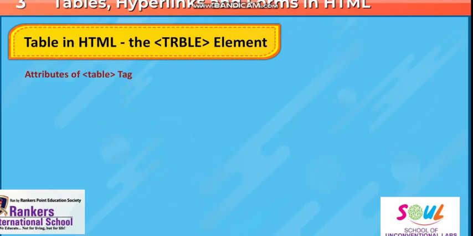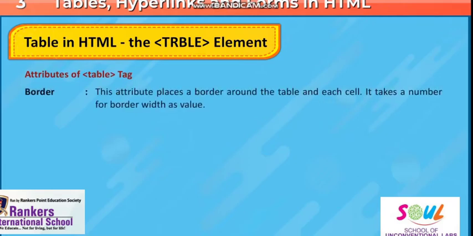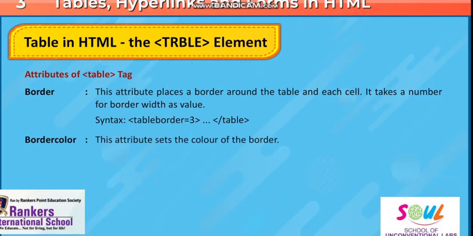Attributes of table tag. Border. This attribute places a border around the table and each cell. It takes a number for border width as value. Syntax: table border equal to 3, brackets close, /table. Border color. This attribute sets the color of the border. Syntax: table bordercolor equal to red in double quotes, /table.